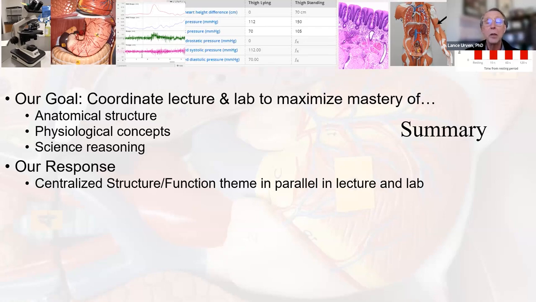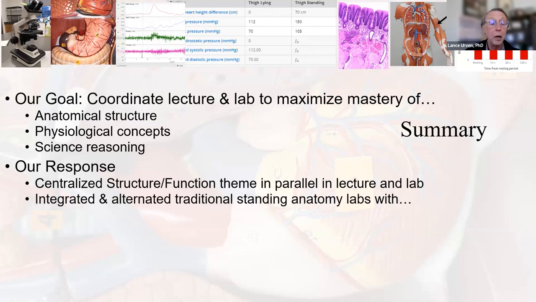In lecture, we would give them an overview of function, then go into detail on structure, and then go back and show how function derived from that structure. So we use the same general theming and organization in both lecture and lab.